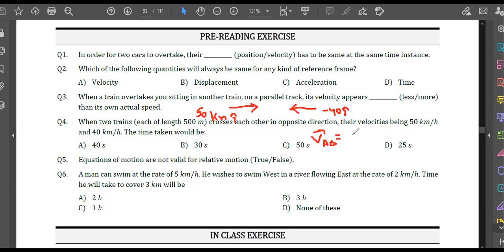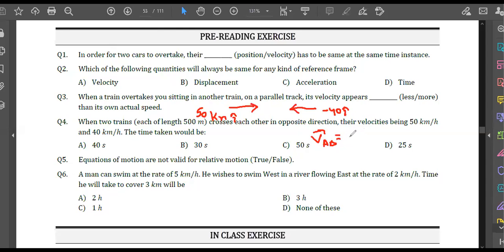Just imagine, if you're running in a forward direction, and your brother or sister is coming from that direction, you both are running in opposite directions, so you will meet faster, you will meet soon. It will take more time if you both would have moved in the same direction. That is your imagination.